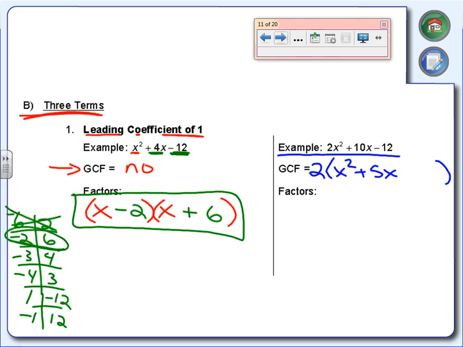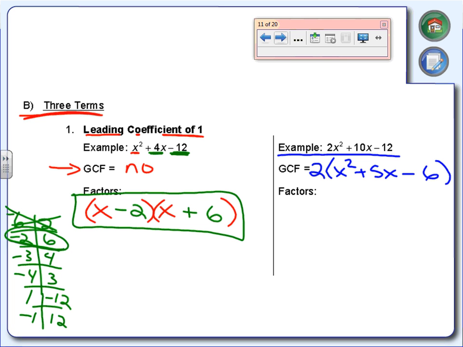5x. And finally, 2 times what will give me that negative 12? Negative 6. So that's the first step. That's the GCF part. But we're not done, because now we're going to take what's inside the parentheses and try and factor that some more.